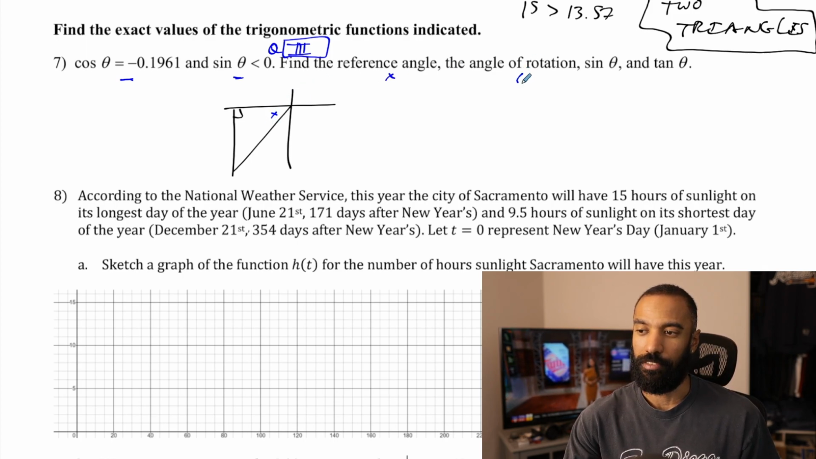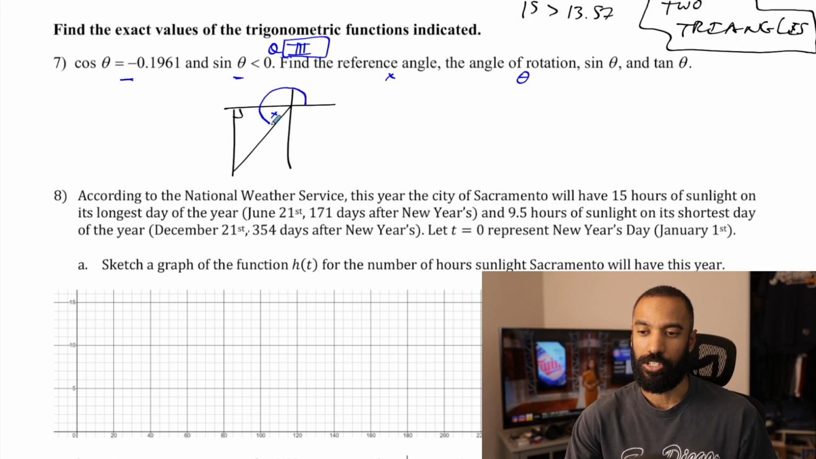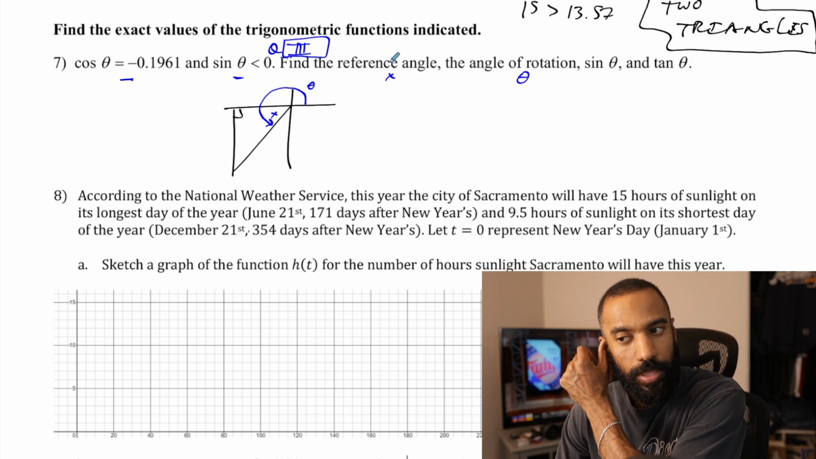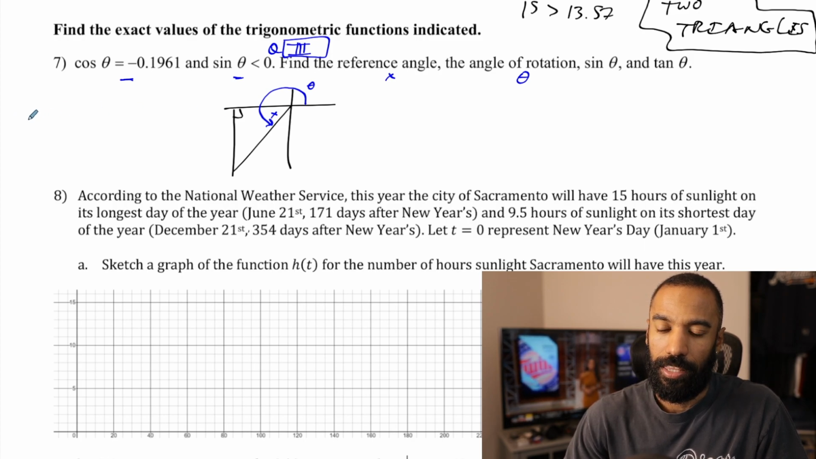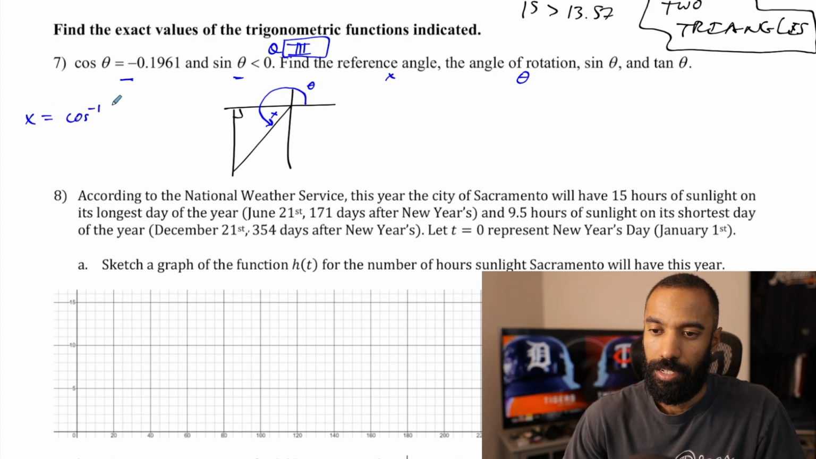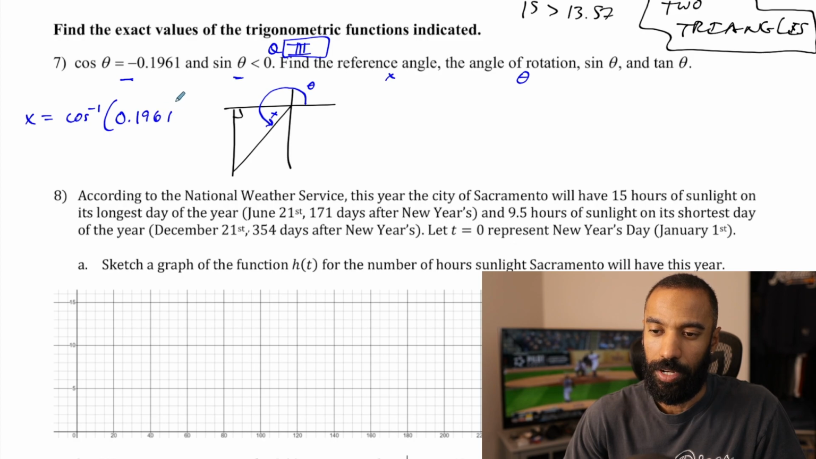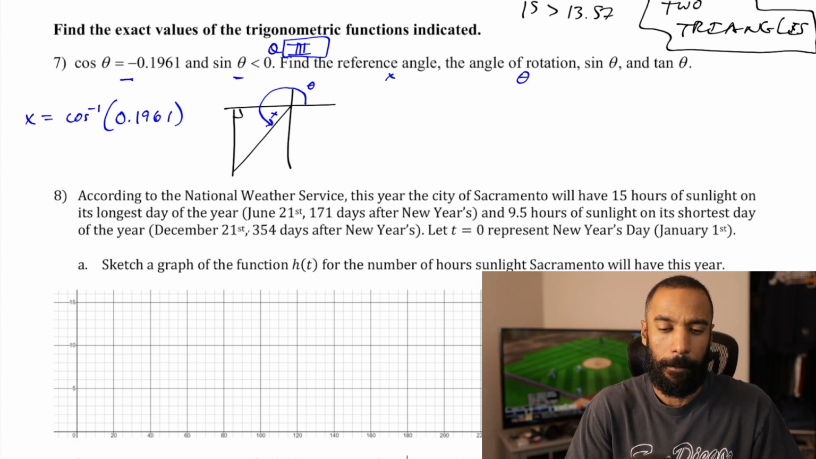The angle of rotation, if I called it some sort of theta, as this kind of is right here, the angle of rotation is how far is this rotation right there to get to the terminal side. How far is the theta? So let's start with the reference angle right here. Let's do the inverse cosine. X is the inverse cosine of positive 0.1961. This is all about reference angle to start right here. So I'm going to do the inverse cosine of 0.1961, and I'm going to get 78.69.